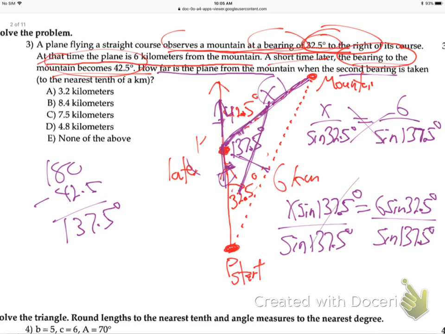6 sine 32.5 divided by sine 137.5. I'm getting 4.77. And that rounds to 4.8. D, good.